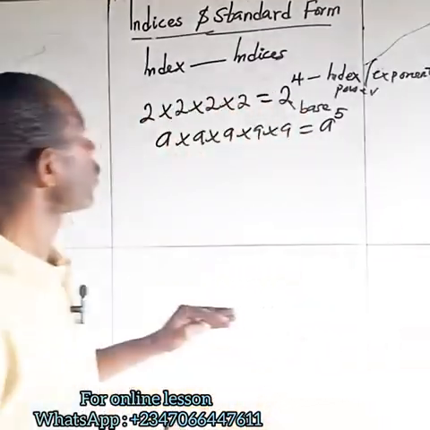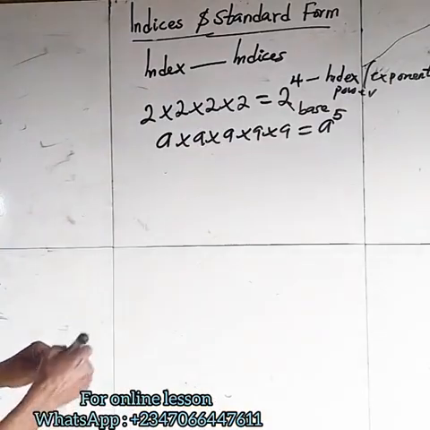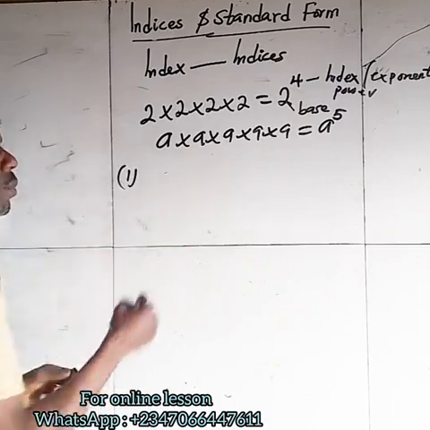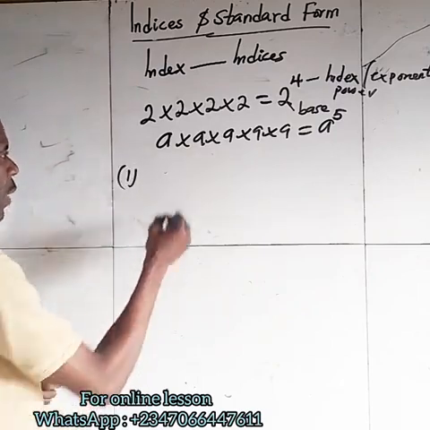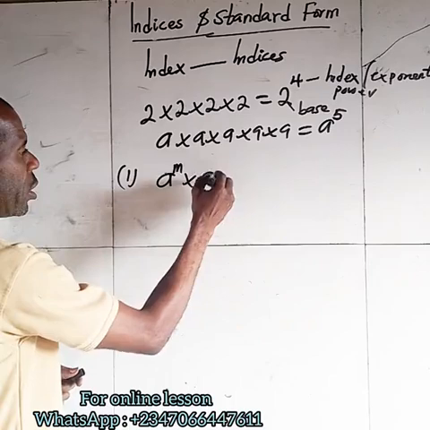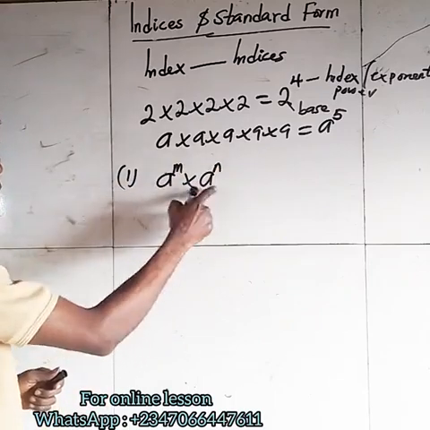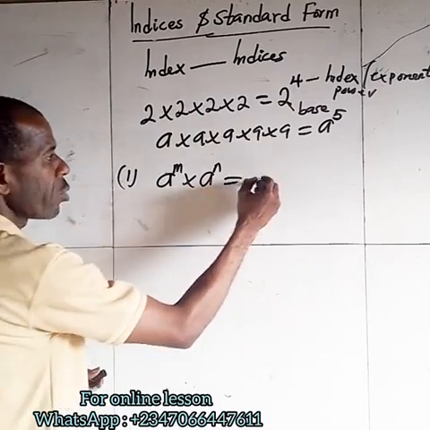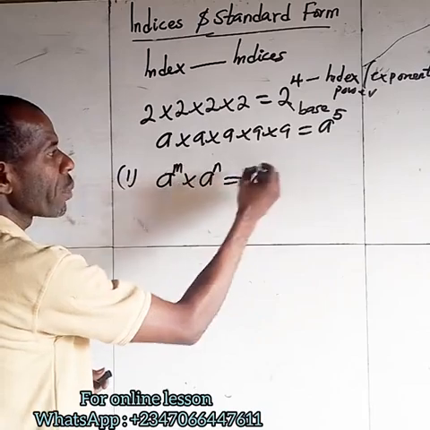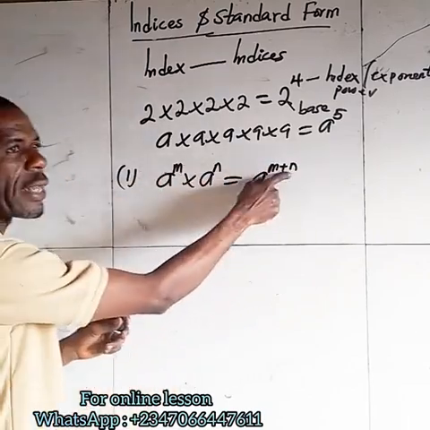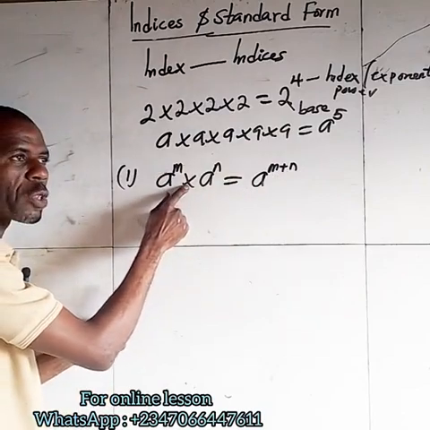Now look at the first one we are going to look at. We call that the multiplication law of indices. If I have the same base, having a raised to power m times a raised to power n, that is the base is the same. What you do is take the common base, one of them, you have a, then you add up the power. You add the power. That is, the exponents are added because of this multiplication.